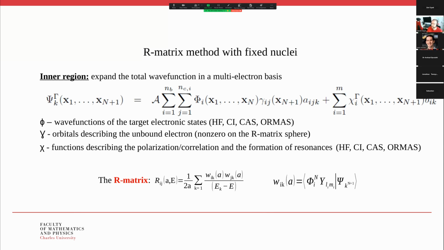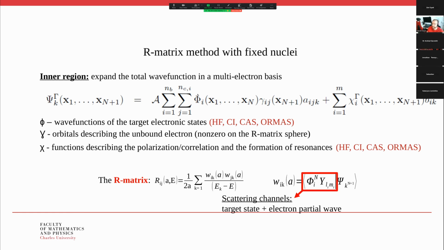For example, the first set of states here, phi I coupled to gamma ij, represents the molecule in some electronic state phi I, where the electron is in the continuum. So this can describe electronic excitation. While there is another set of functions here, chi I, which describe the polarization of the molecule or formation of resonances. And we can describe the wave functions of the target states on various levels of approximation, from Hartree-Fock to configuration interaction, complete active space, and most recently also something called ORMAS.